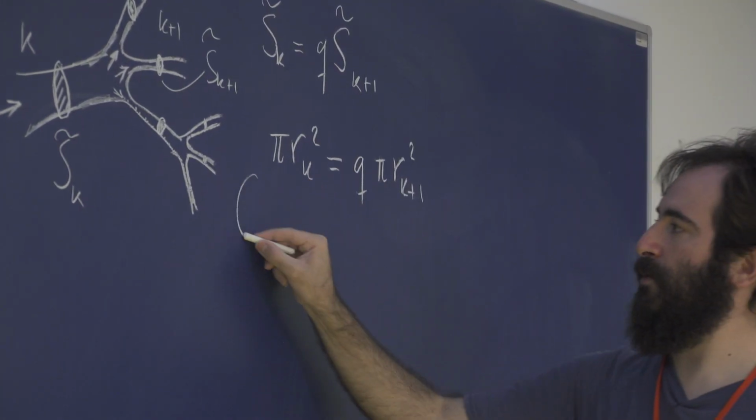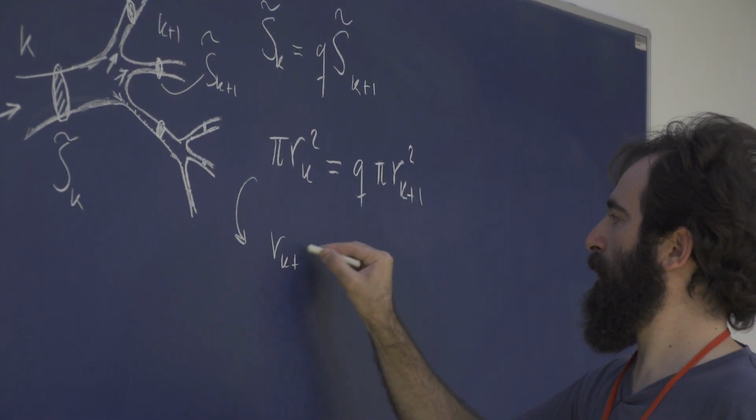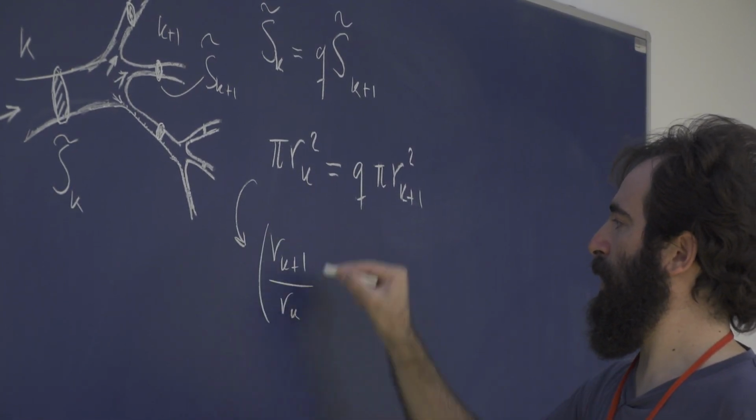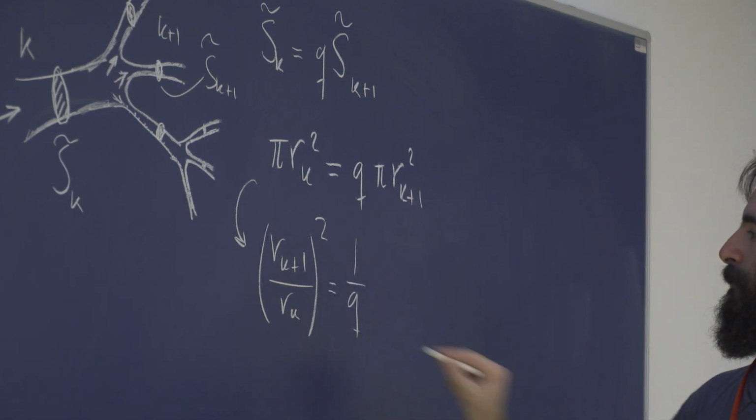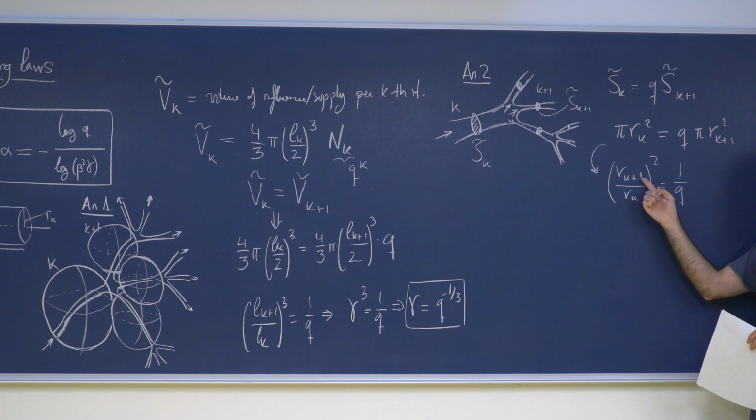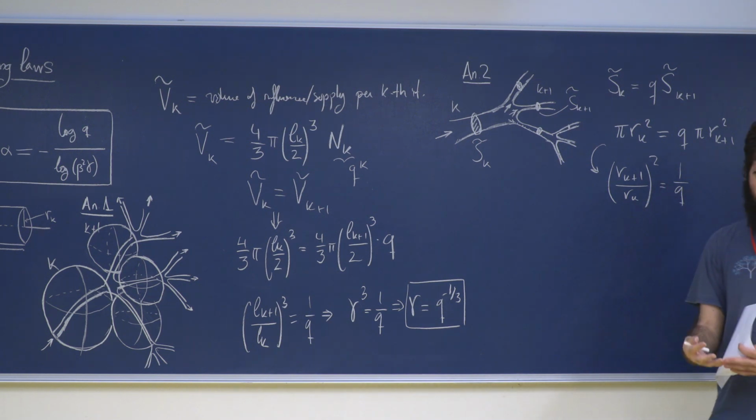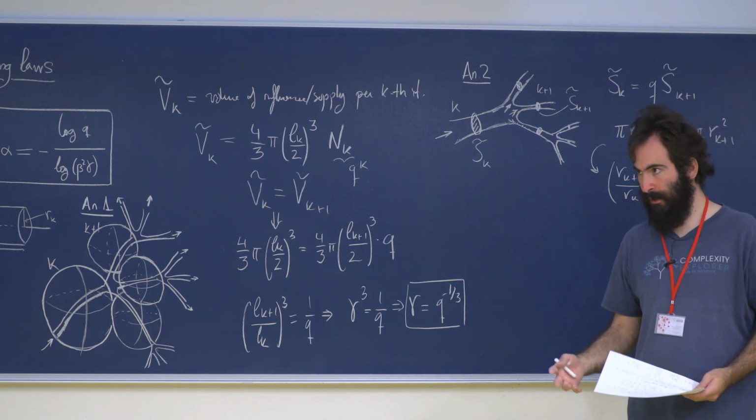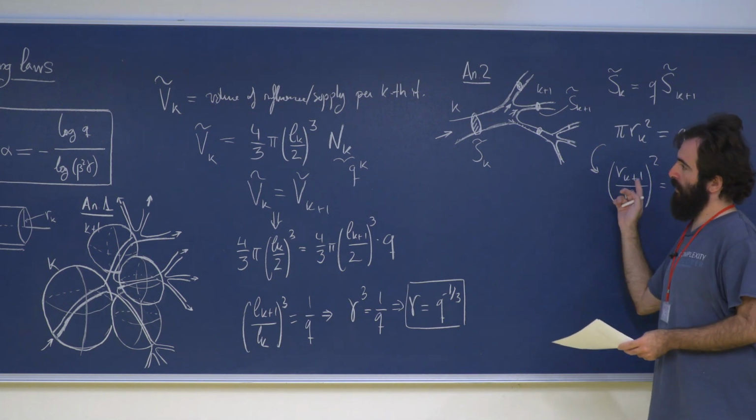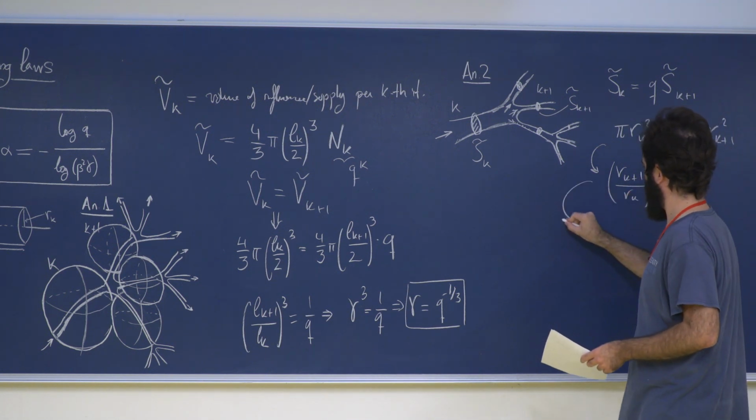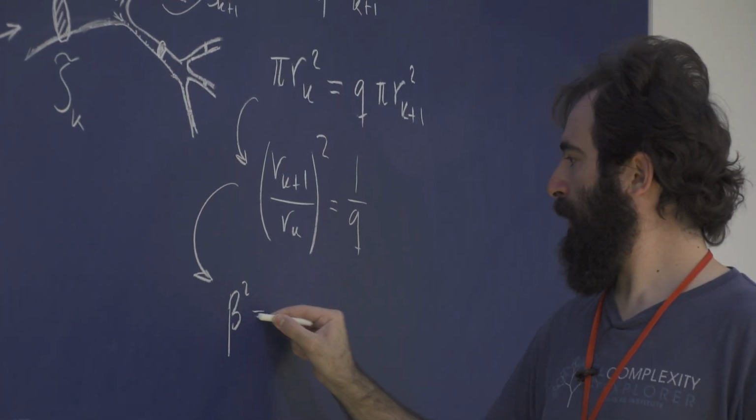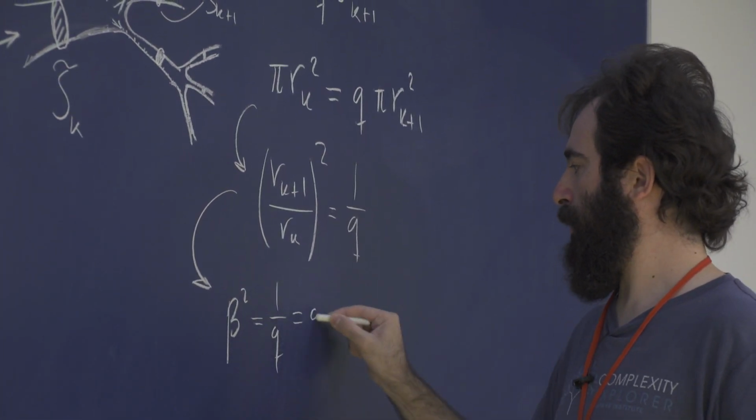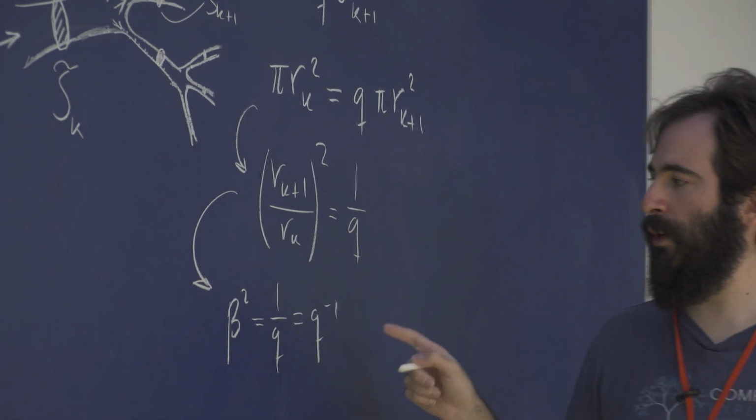But this gives rise to this relation over here, right? And again, this had something to do with the self-similar construct that we have been building our system with. In fact, this is the parameter beta. So here, what we see is that beta squared equals 1 over q, or if you want, q to the minus 1. And I'm actually not going to simplify further.